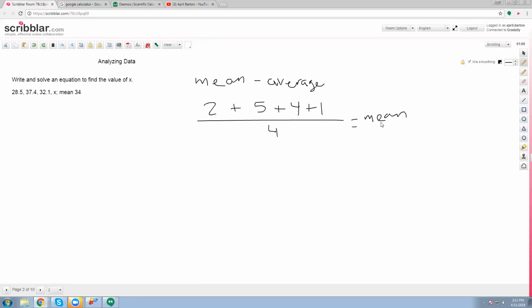Fractions can be a little bit weird in your calculator if you're not careful. So the mean was 34. These were our original numbers. I know it seems weird to label this, but it's going to help us with the problem, I promise. And this was how many we had.